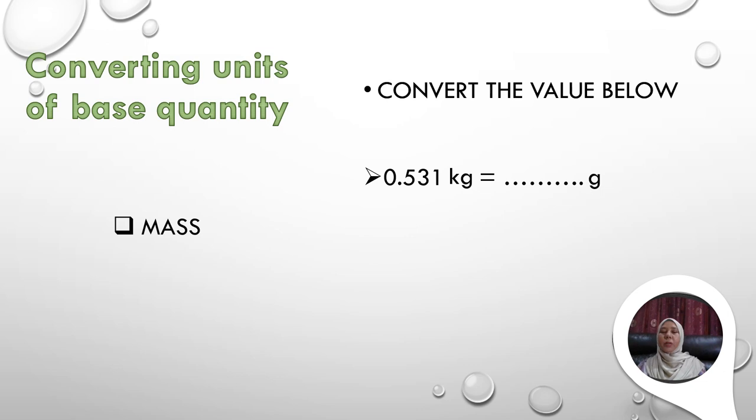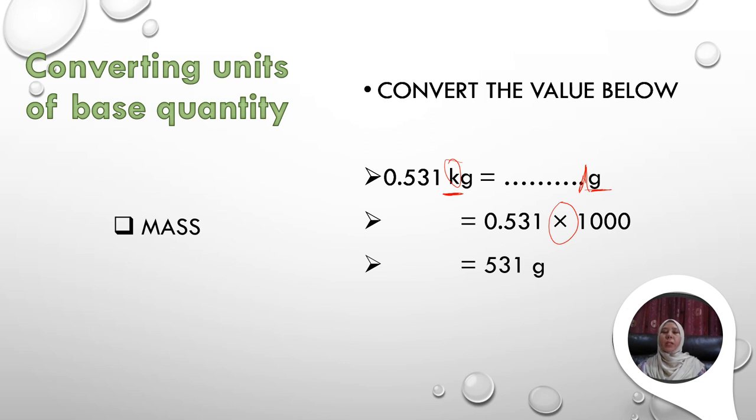What if you have kilogram and you want to convert it into gram? Again, the value for kilo is 1000, but then you multiply the value by 1000 because you want to convert from kilogram, with prefix, to gram, no prefix. So you get your answer, 531 gram. This is how you write your answer in science.